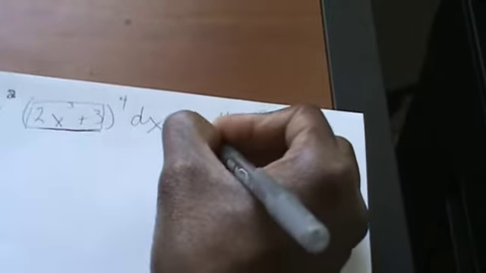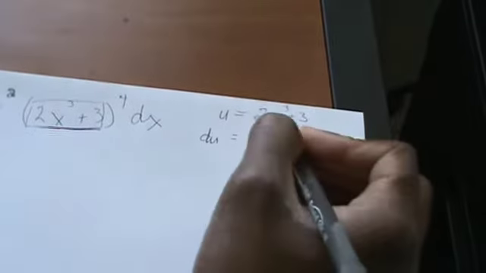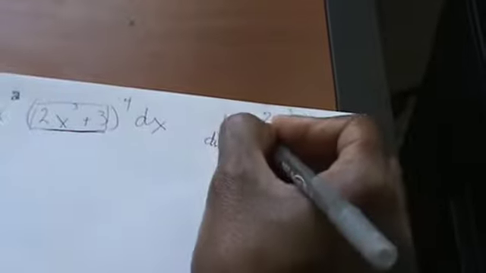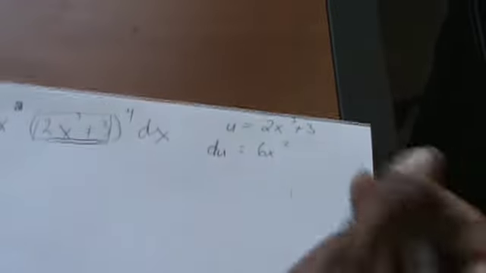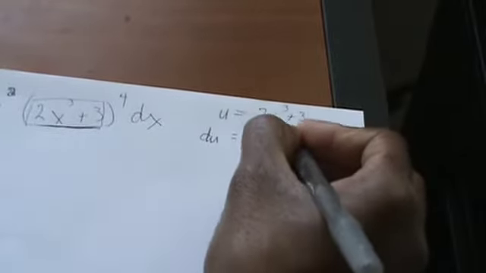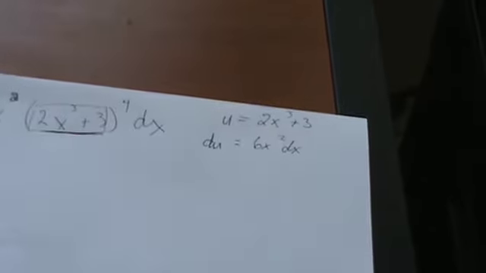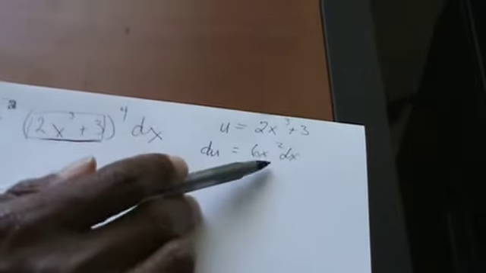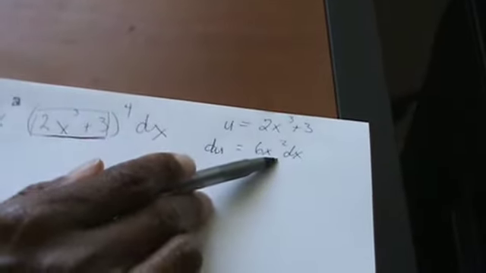So then the derivative of my u, that's what the d means, derivative, is, well, the derivative of 2x cubed is 6x squared, and the derivative of 3 is 0, and that is with respect to x. Okay, so we took the derivative of u, and over here we have to acknowledge that we took the derivative with respect to x.